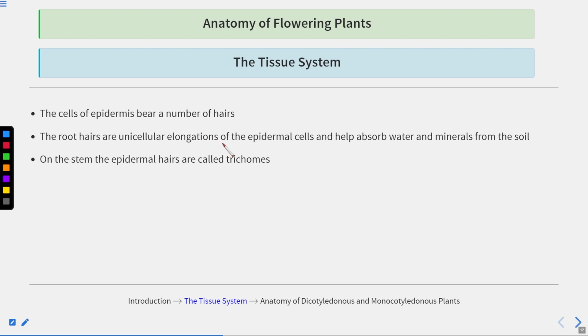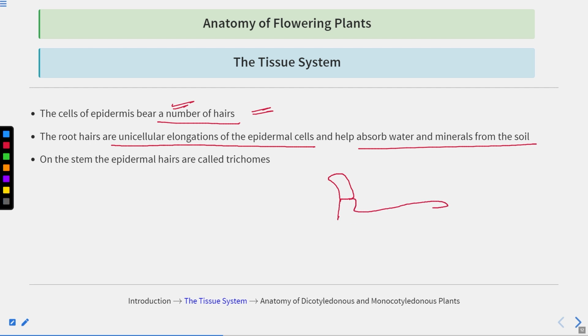Now the cells of the epidermis bear a number of hairs. They have numerous hairs on their surface, and the root hairs are the unicellular elongation of the epidermal cells and absorb water and minerals from the soil. Now if you see the structure of the root hairs, the epidermal cells give rise to a hair-like structure like this. Okay, so this is the root hair.